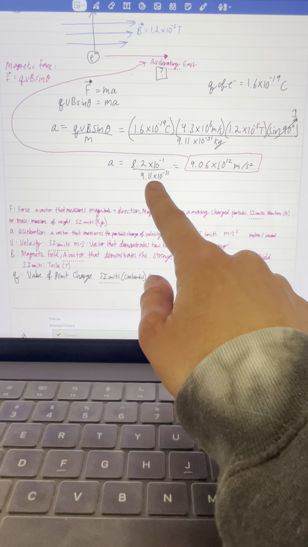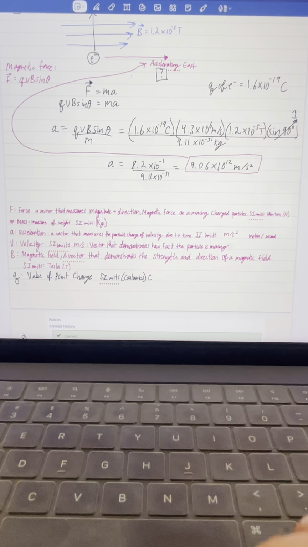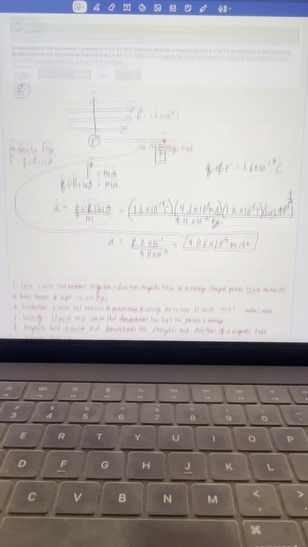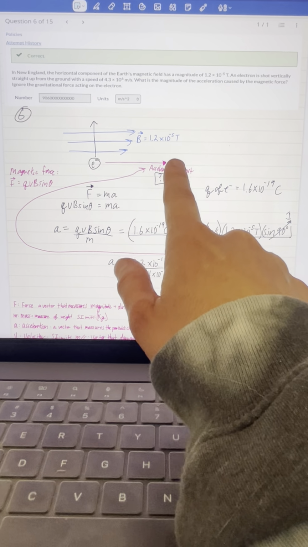And I divided those two things, and I got 9.06 times 10 to the 12th meters per second squared. And then that is our actual answer written out. So that is how much it's accelerating to the right.